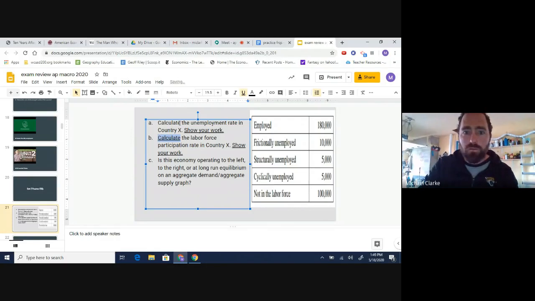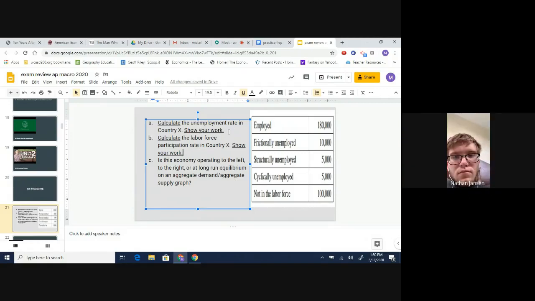Calculate. And they kind of give it to you here. But even if they don't say show your work, guys, anytime you see calculate, you got to show your work. So they're mentioning it to you twice, reminding you, hey, to get that point, you got to show your work here. That's why I underline it.